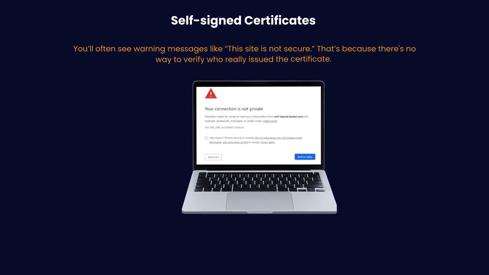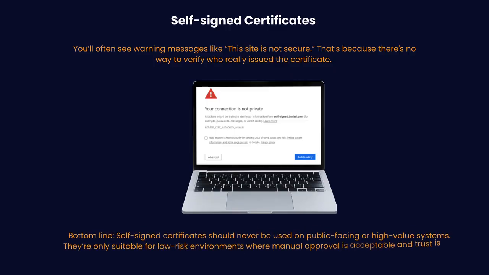You'll often see warning signs like these saying the site is not secured. That's because there's no way to verify who really issued the certificate. Bottom line, don't use self-signed certs on public-facing or high-value systems. Use them only when you're okay with manually approving the connection or when the trust isn't critical.